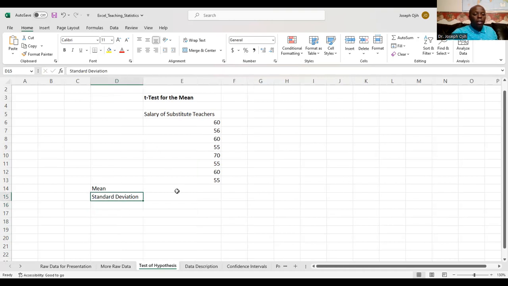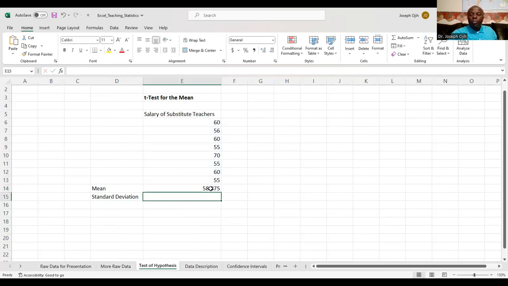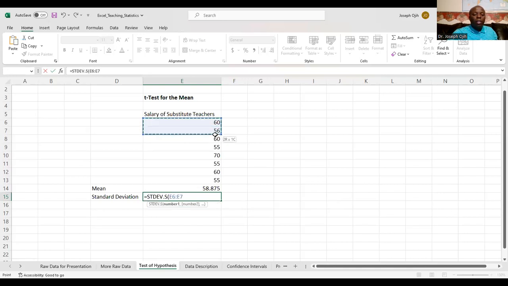Now, mean is average. So put an equal sign, always put an equal sign, because we want to do a calculation in Excel. Then type average, and it will pop up. Then double click on it, then highlight, select the numbers, then press the enter key. It gives you the mean right away. For the standard deviation, just do equal STDEV dot S, because this is a sample, and it pops out. Double click on it, select the numbers, press the enter key.